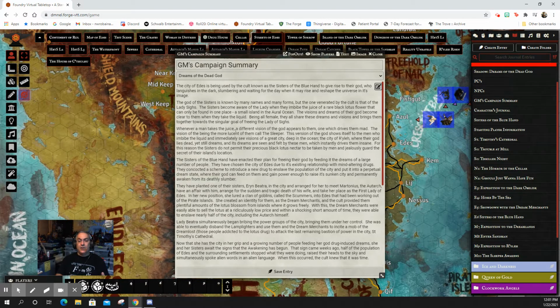And so even though the lotus blossom was a known drug in Rule, it was not a readily available one because of its rarity. In fact, it was kind of like a drug that the rich and powerful would be able to partake in every once in a great while when it became available to them through their great resources. Now that the sisterhood found a plentiful source of these blossoms from these islands that they found out in the Auroral Ocean, they needed to find a way to distribute that to a large population.